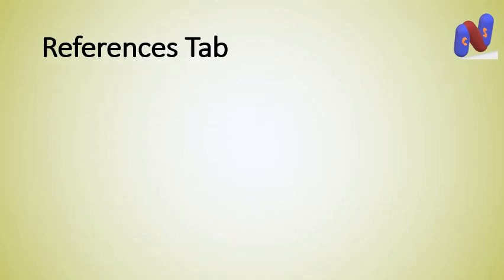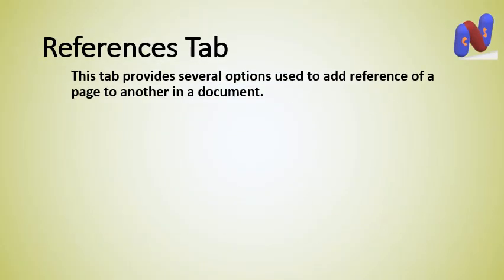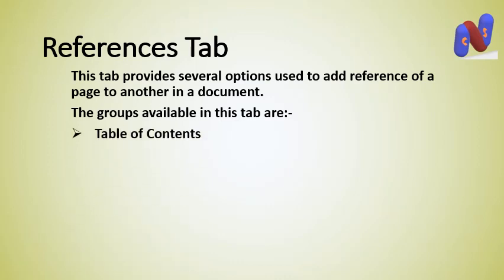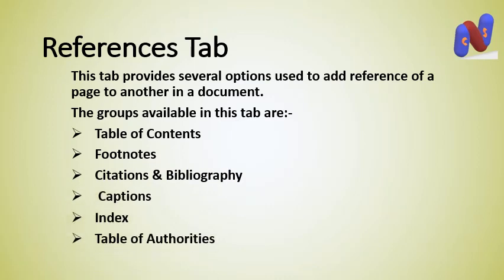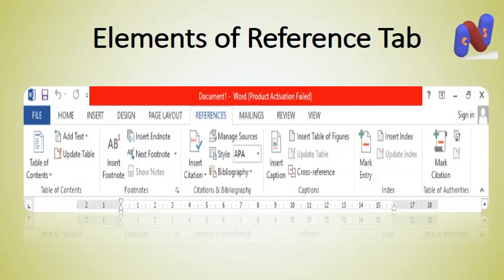Reference tab. It gives some advanced features of MS Word. This tab provides several options used to add reference of a page to another in a document. The groups available in this tab are table of contents, footnotes, citations and bibliography, captions, index, table of authorities. You can see the elements of reference tab in the figure.